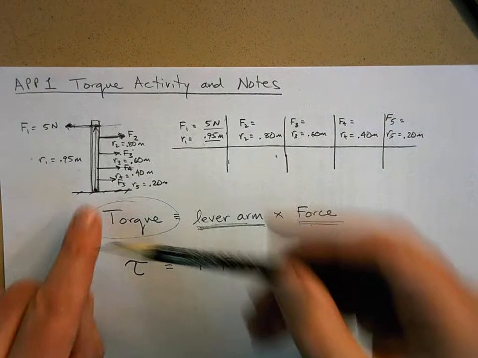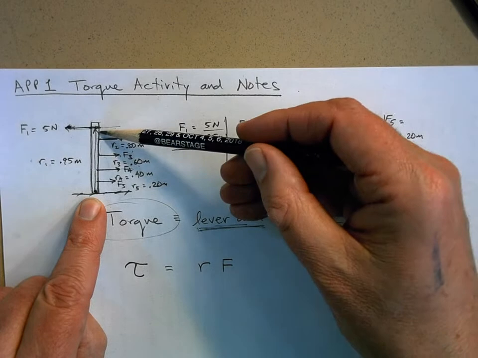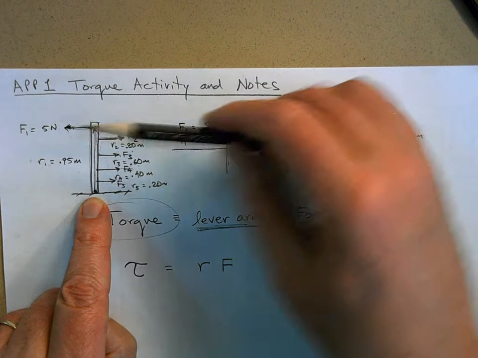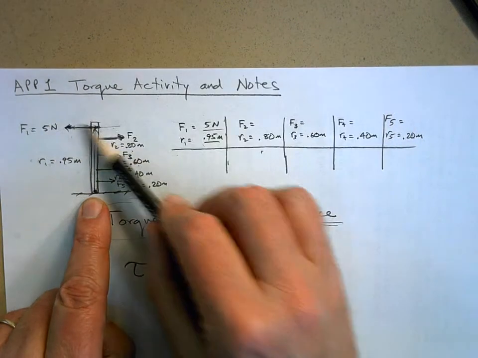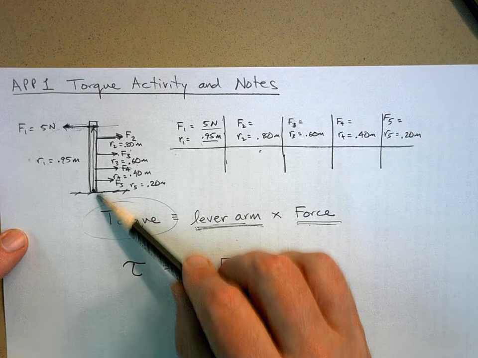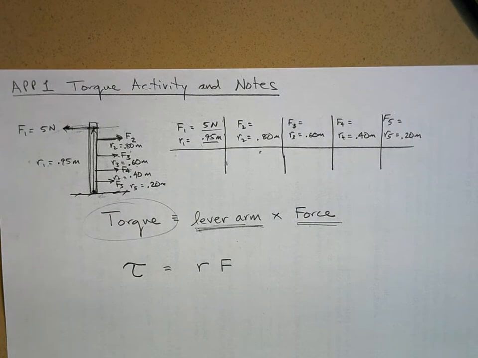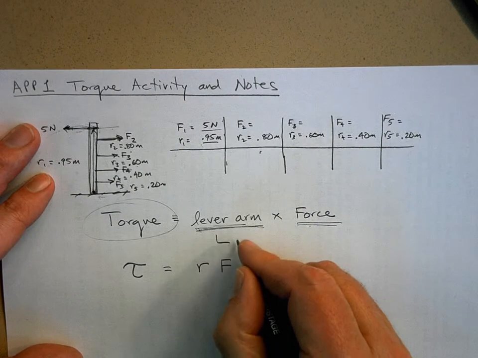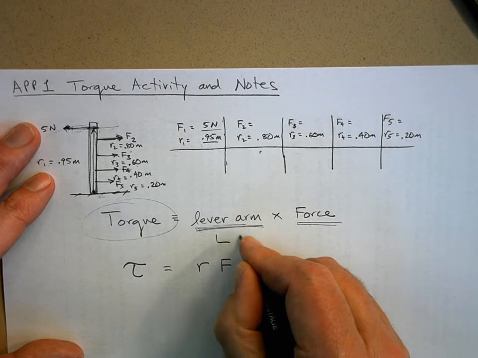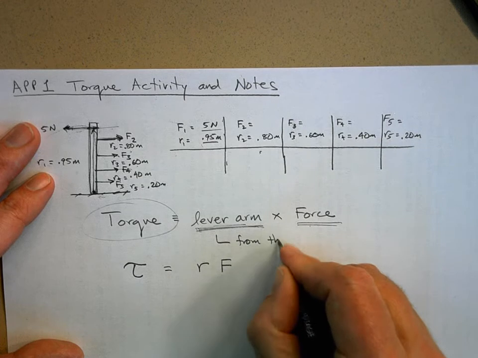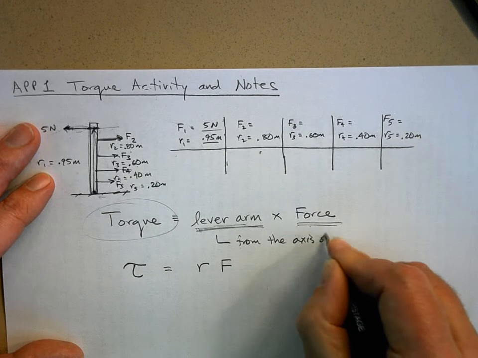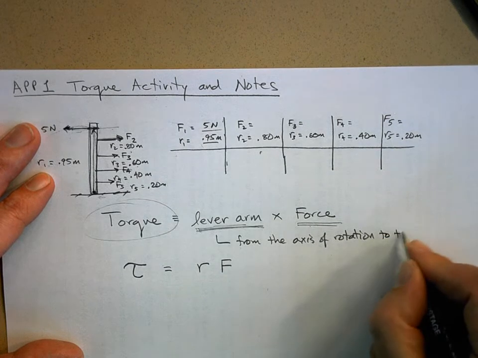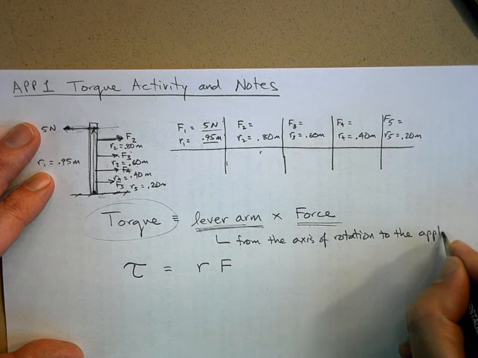Because, look at this meter stick. If I apply this force and pinned it so that it rotates around the bottom of the stick, what's it going to do? Well, it's going to move in a circle with a radius of R. So we're going to use the letter R to represent that lever arm distance. And what is it? It's the distance from the axis of rotation to the application of the force.